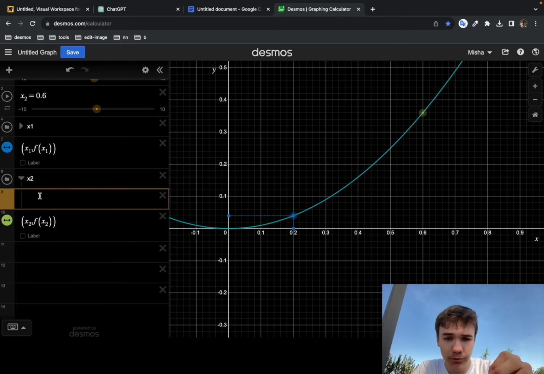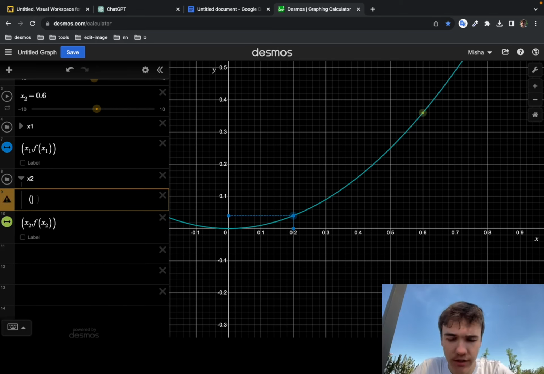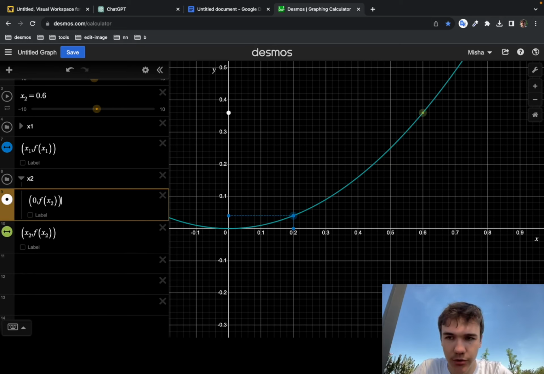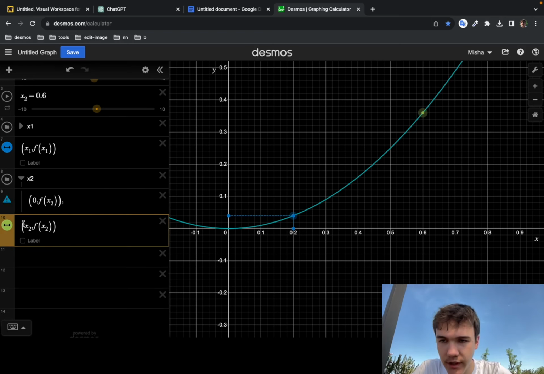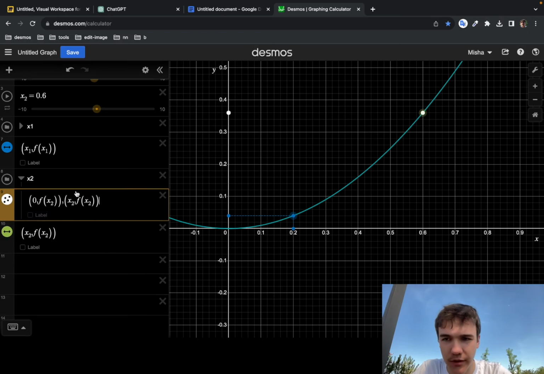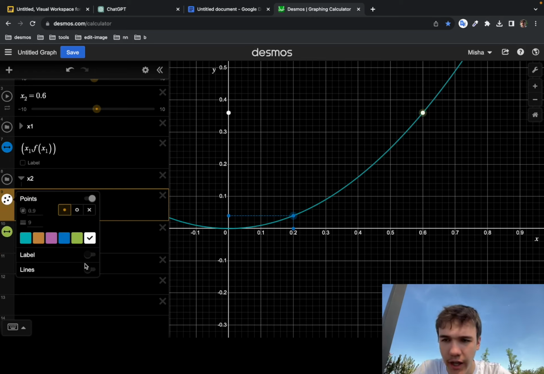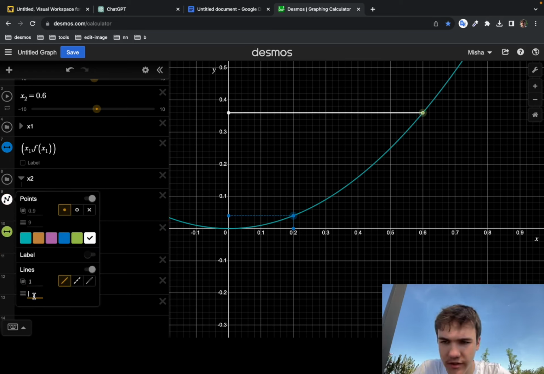So to create this, we're going to use the same thing. So first for the x, I'm going to say that this is a 0, and for the y it's just going to be f of x2. Okay, then I'm just going to copy this, just the same thing as we did before. So we got these 2 points. Now we need to connect them. Again, hold line and do absolutely the same thing.